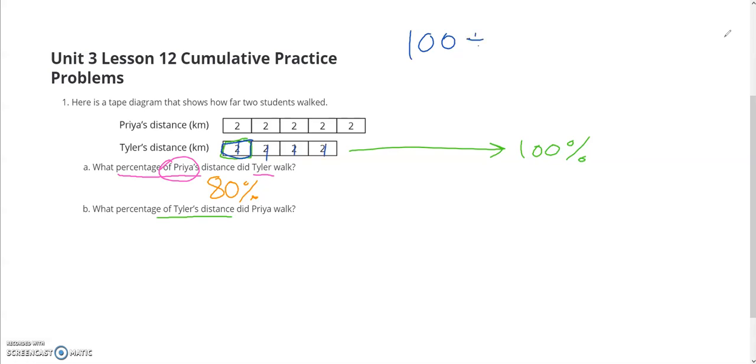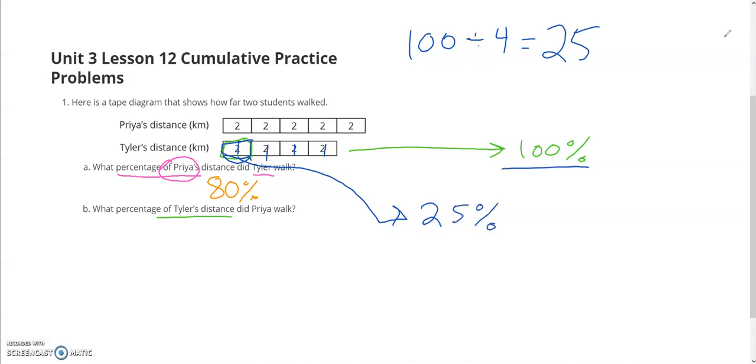So we want 1/4 of 100. We divide 100 into 4 pieces and we get 25. That means each little square rectangle is 25% of Tyler's 100%. So we want to know how much of Tyler's distance did Priya walk.